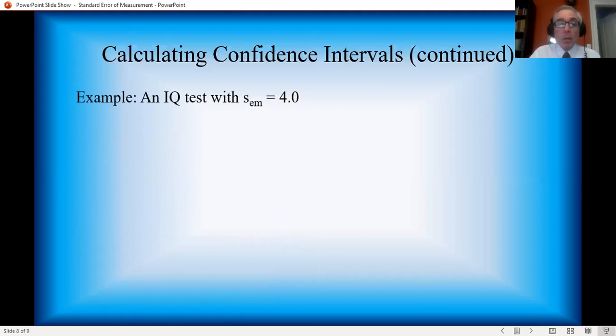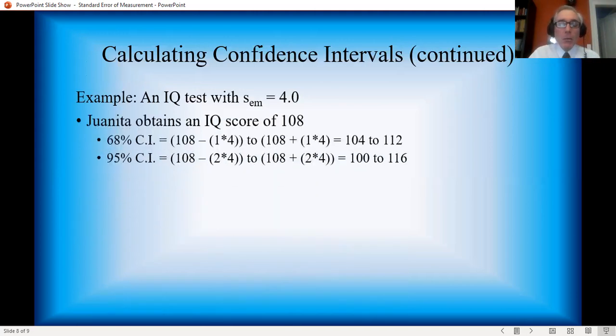So calculating them, here we have an IQ test. The standard error of measurement is 4. We've already determined that on the basis of the reliability of the test, which we determined in some other way. And so Juanita takes the IQ test, and she gets a score of 108. Now, again, 108 is our best guess of her true IQ.